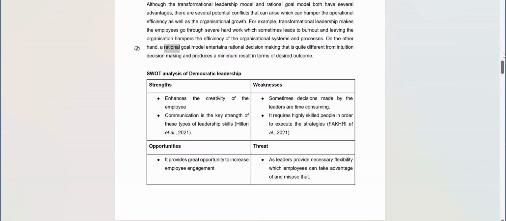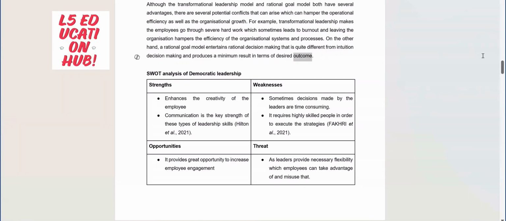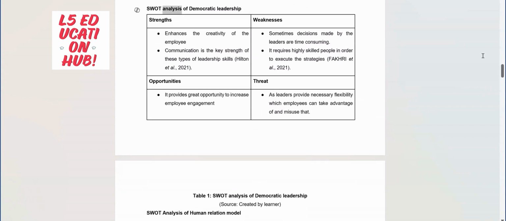On the other hand, a rational goal model entertains rational decision-making that is quite different from intuition decision-making and produces a minimum result in terms of desired outcome. SWOT Analysis of Democratic Leadership.